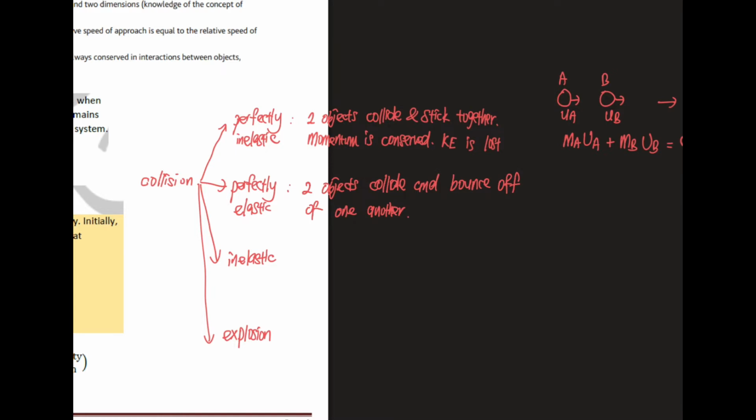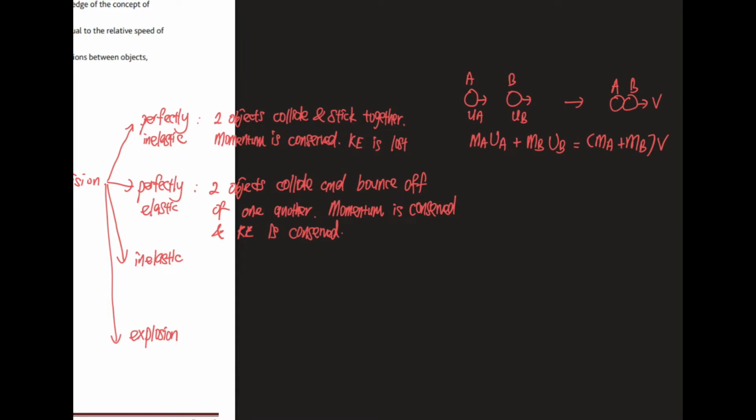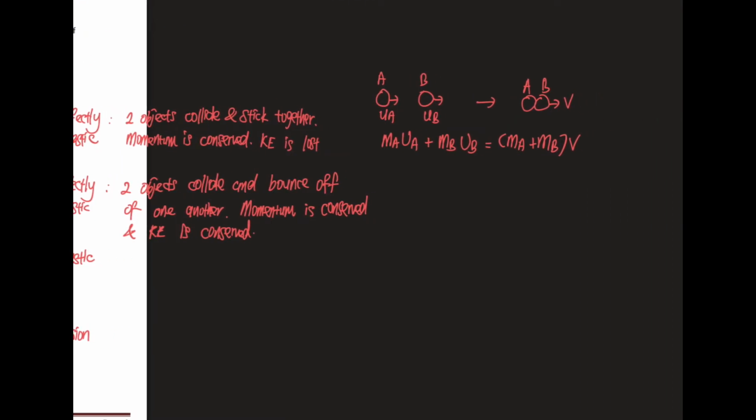So in this case, momentum is conserved and kinetic energy is conserved. Now, for the formula, of course, we can use MAUA plus MBUB equal to MAVA plus MBVB. So we can use this formula. Okay. Now let's move on.